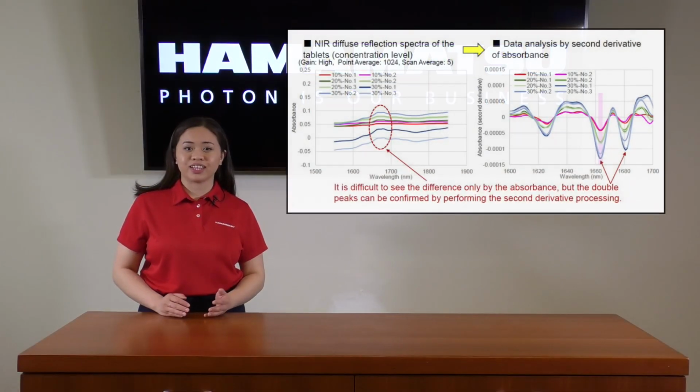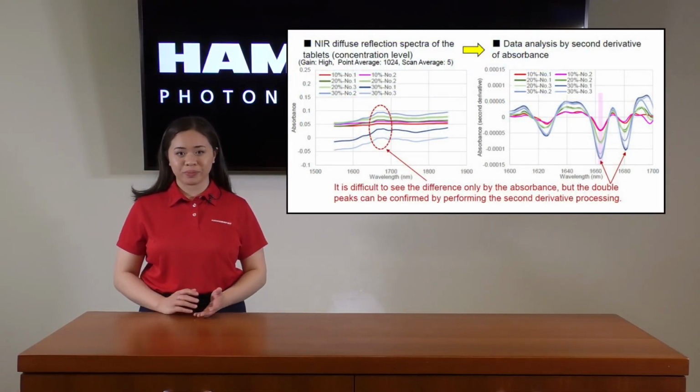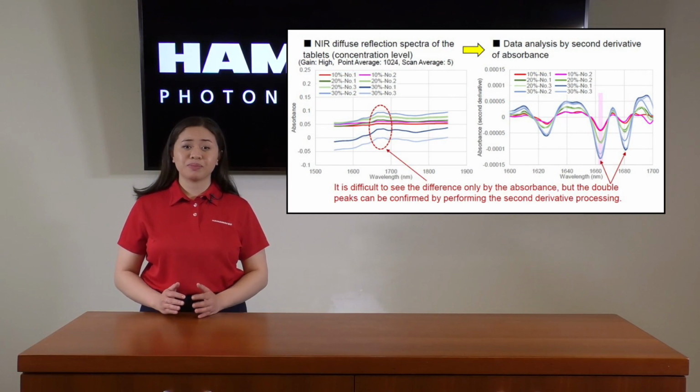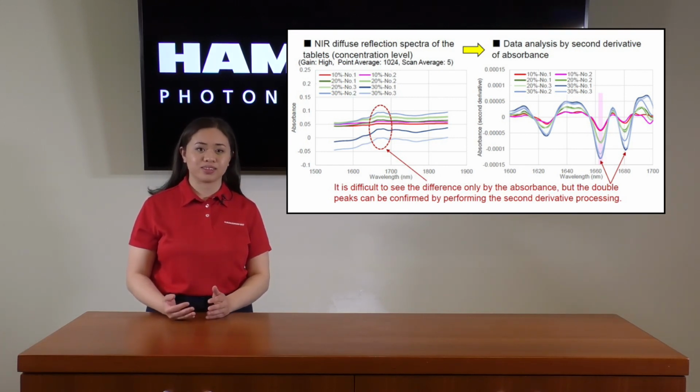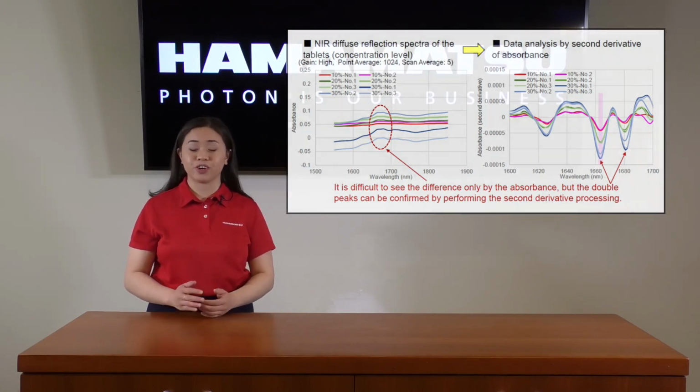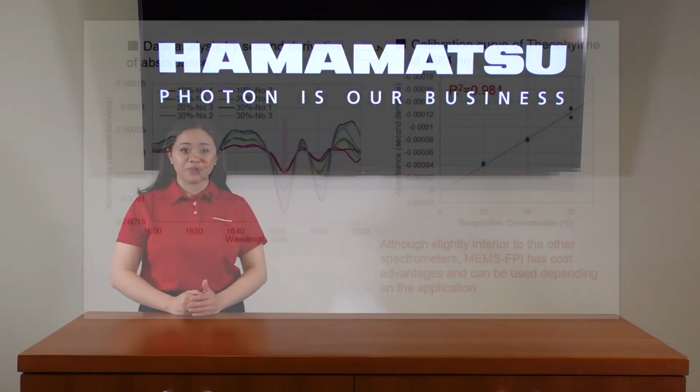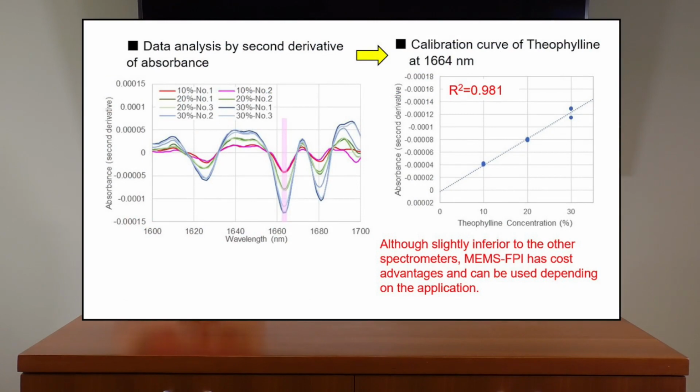As seen in the data collected, due to its coarse resolution compared to the FT-NIR engine, the MEMS-FPI module does not record the peaks at 1680 and 1660 nanometers as distinct features. However, remarkable improvements can be made by a processing technique of taking the second derivative of the absorbance. Applying this process to the data enhances two peaks in the region from 1660 to 1680 nanometers.